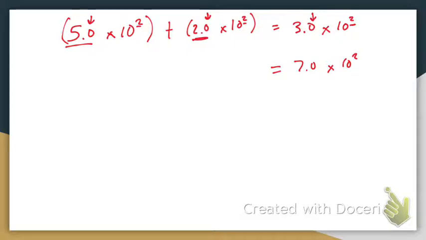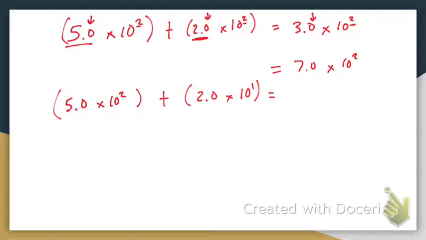Say, for example, let's do the same example, but let's say now the exponents no longer match. So this is kind of a two-step problem. What you have to do is convert either this or this into the same exponent. So you have two choices. You can convert this one into 10 to the first, or you can convert this one to 10 to the second.